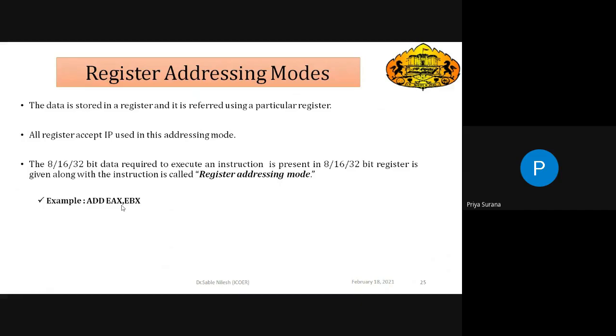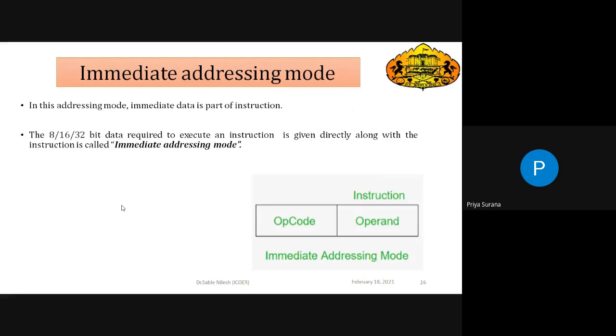Okay, now we will go for the next, immediate addressing mode. In this addressing mode, immediate data is part of the instruction. Just now I discussed it, but still we will go through an example. And remember the very basic thing: direct data is available in the instruction. It is not in a register or at some memory location. It may be 8, 16 or 32-bit data required to execute an instruction, given directly along with the instruction, and is called immediate addressing mode.